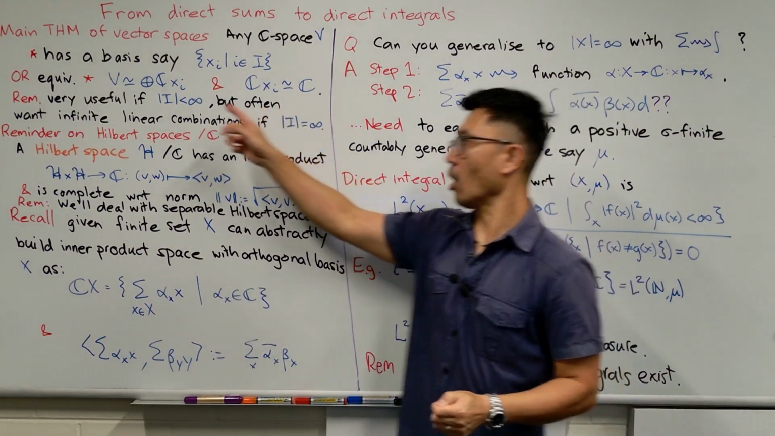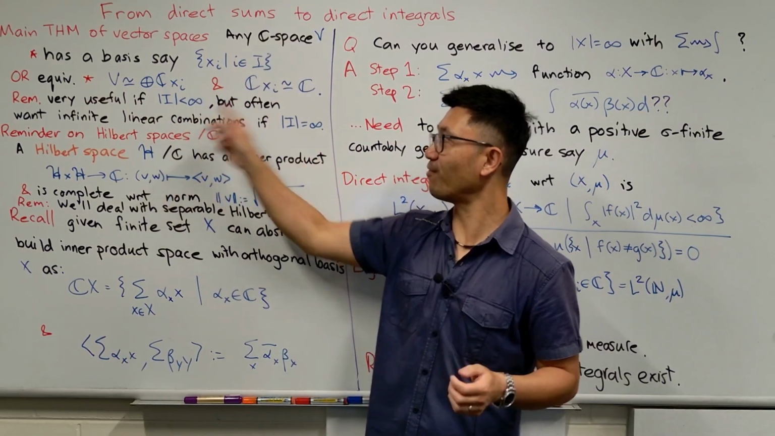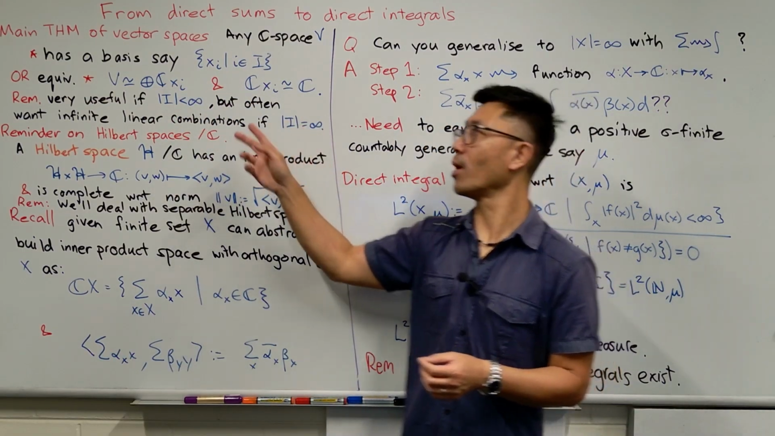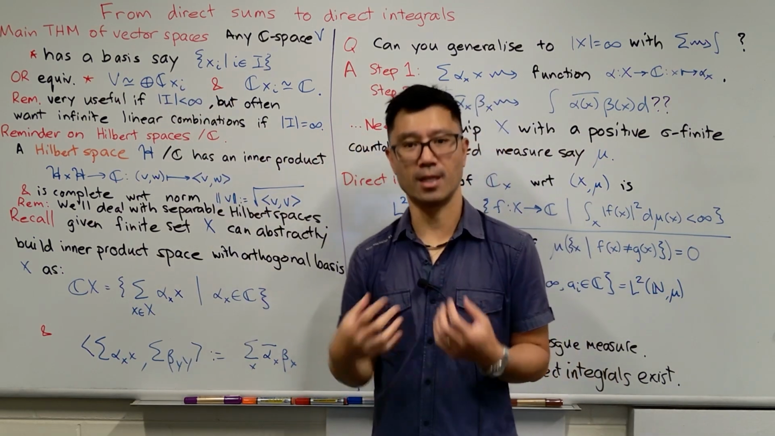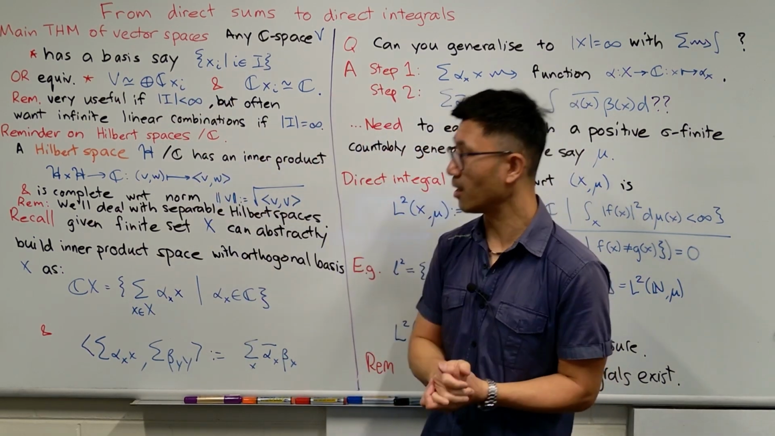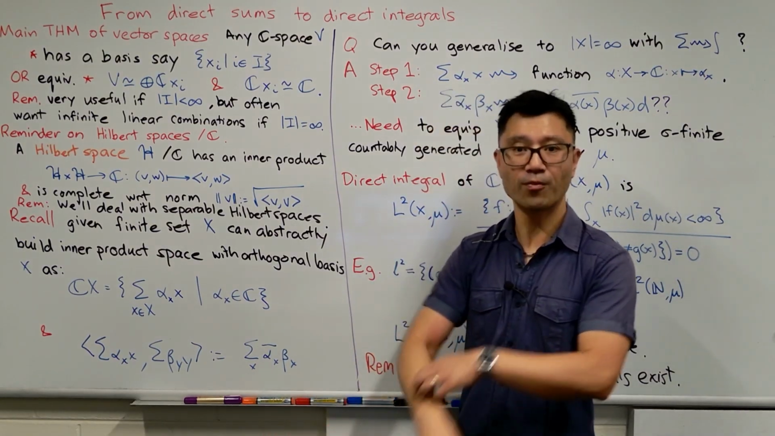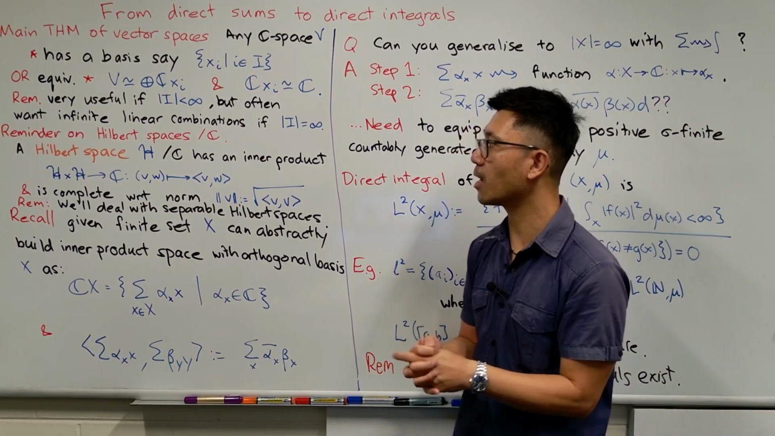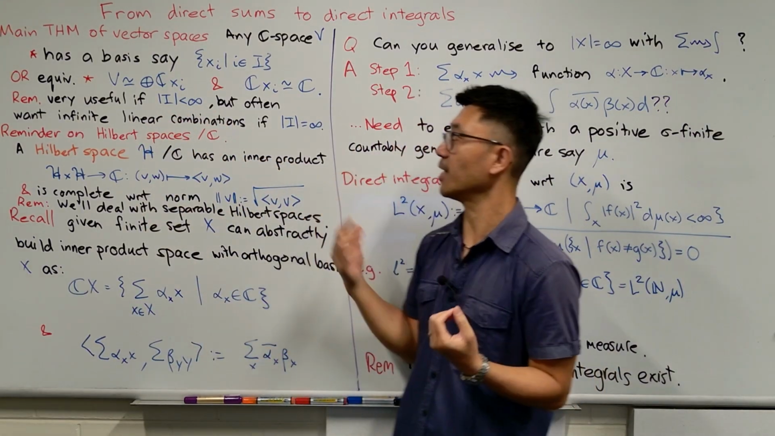And as we know, it's very useful, particularly when this basis is finite. But often when this is not finite, we want to use infinite linear combinations rather than just finite linear combinations. So what do we do? Okay, so hopefully you've seen in your analysis classes the notion of a Hilbert space where you want to play around with infinite linear combinations.